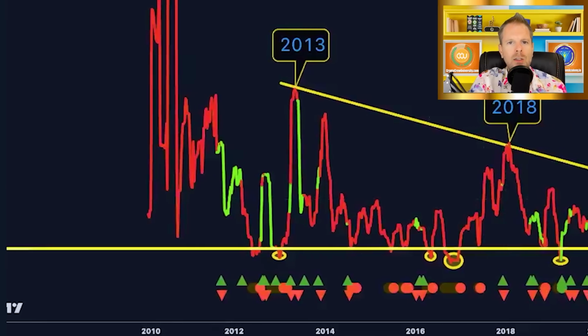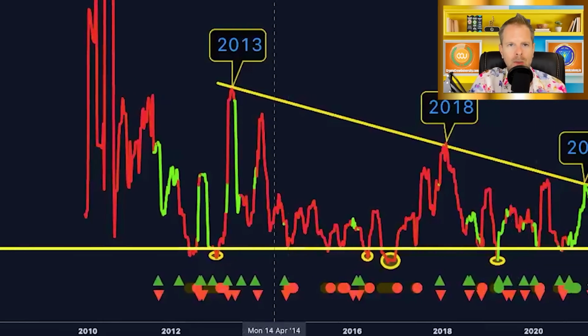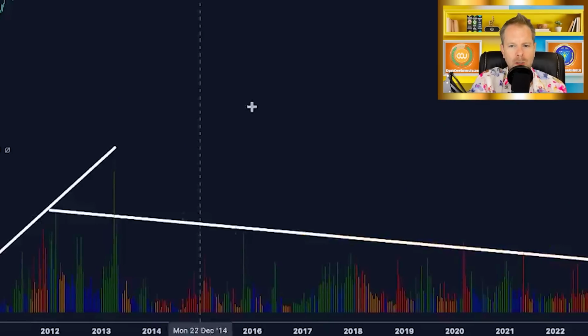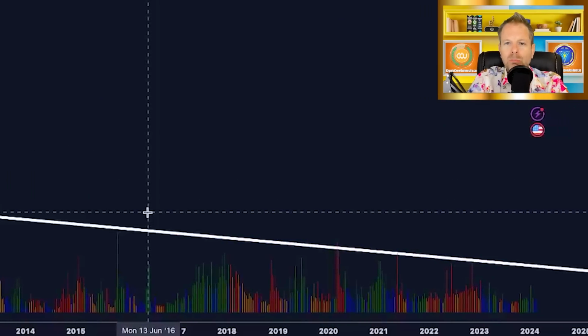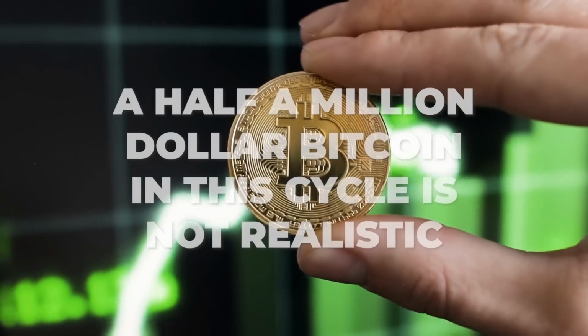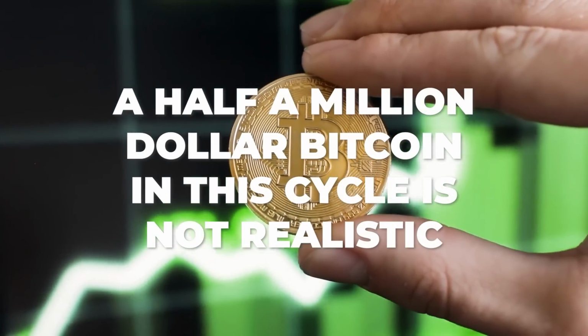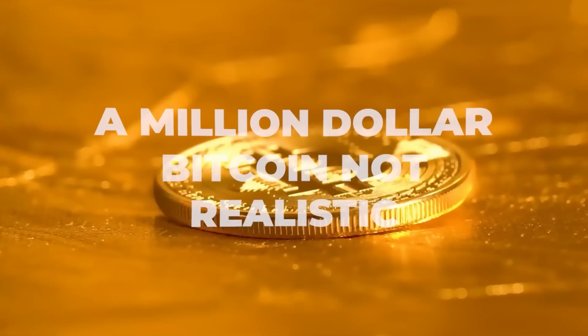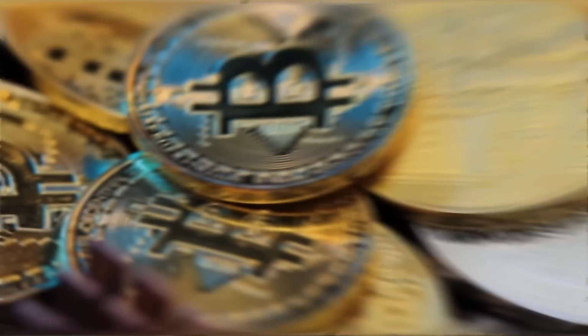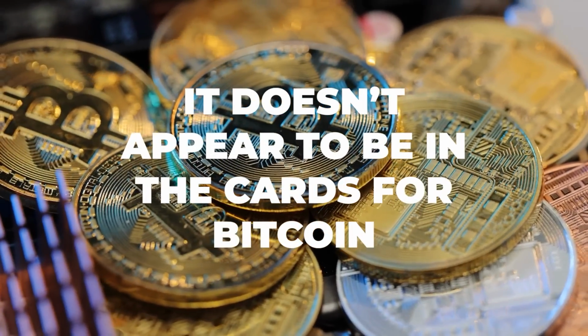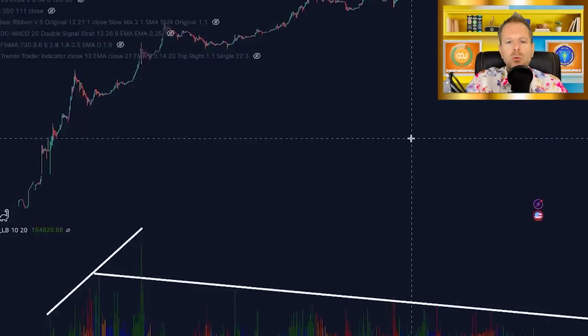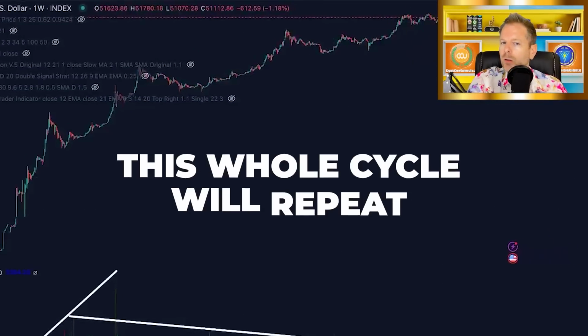Just facts. So if we have our volatility showing this and we have our volume showing this, but everyone wants to say this is going to be the biggest cycle, it's just not realistic. A $500,000 Bitcoin in this cycle is not realistic. $1 million Bitcoin, not realistic. Even a $400,000 Bitcoin, it doesn't appear to be in the cards for Bitcoin. What we need is a flush out of this, and then a reset, and then this whole cycle will repeat.